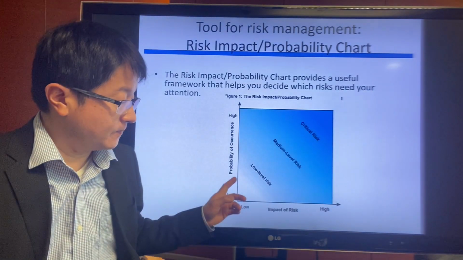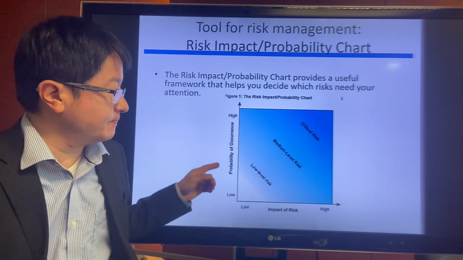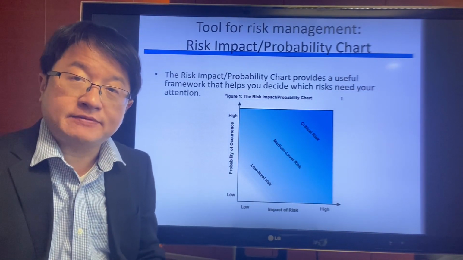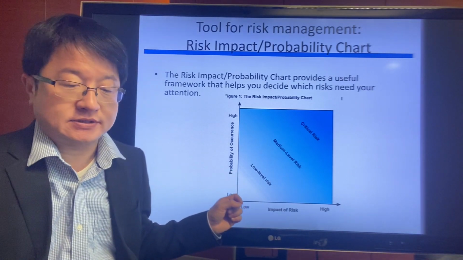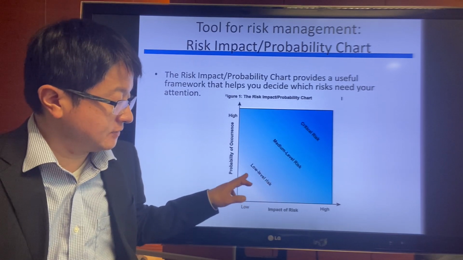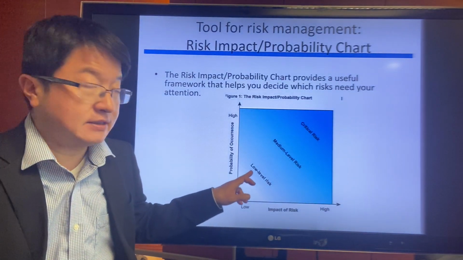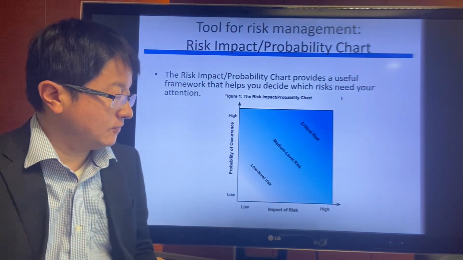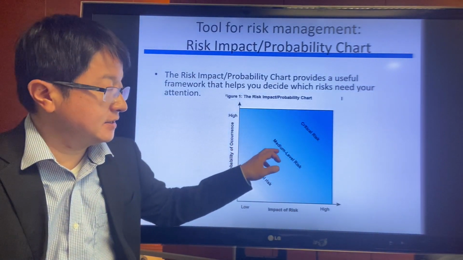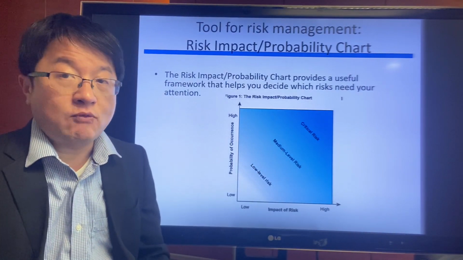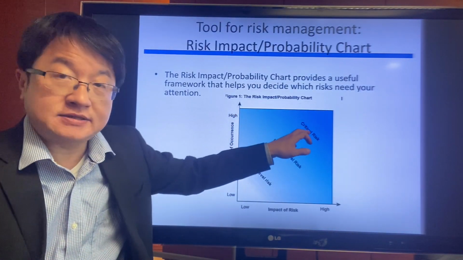Therefore, we can draw a chart like this. On the x-axis is the impact of risk, and on the y-axis is the probability of the occurrence. So we can then measure and position different levels of risk and the consequence. So in these quadrants, when the impact is low and the probability of occurrence is also low, then the risk level is very low. When both are higher, high impact, high probability, then this is a medium level risk. And when both impact and also the probability of occurrence are high, then these are critical risks.